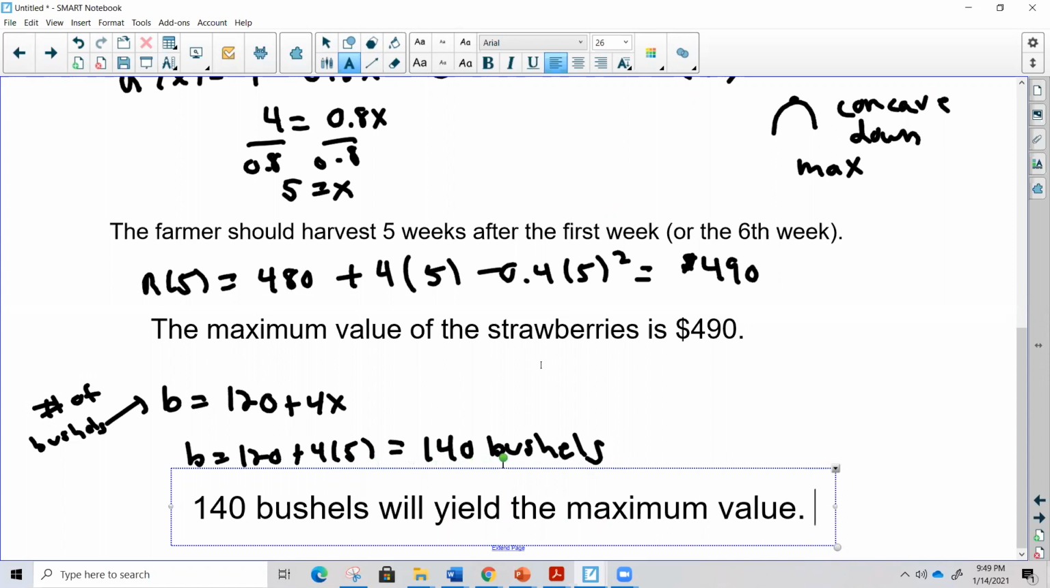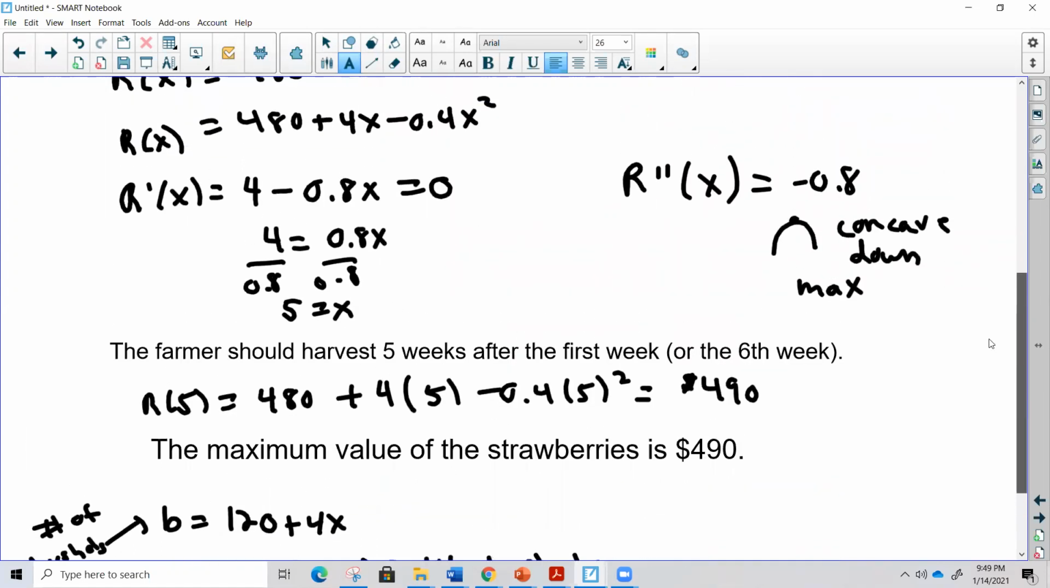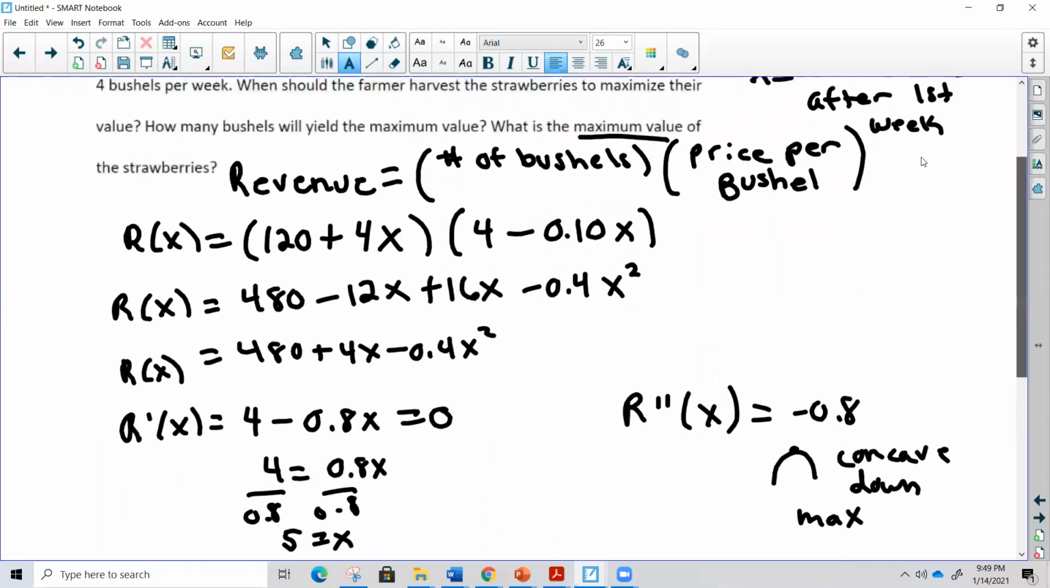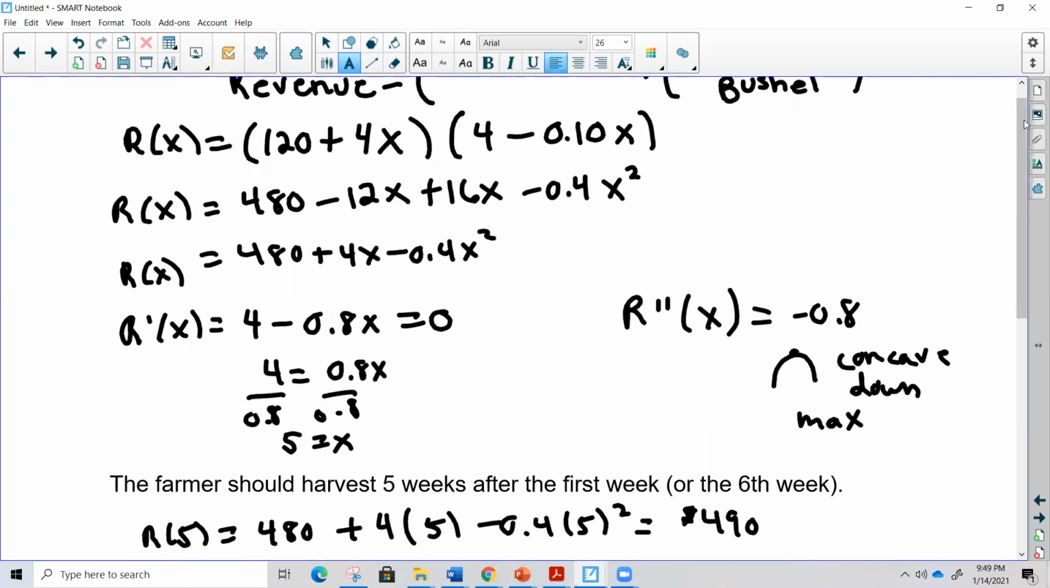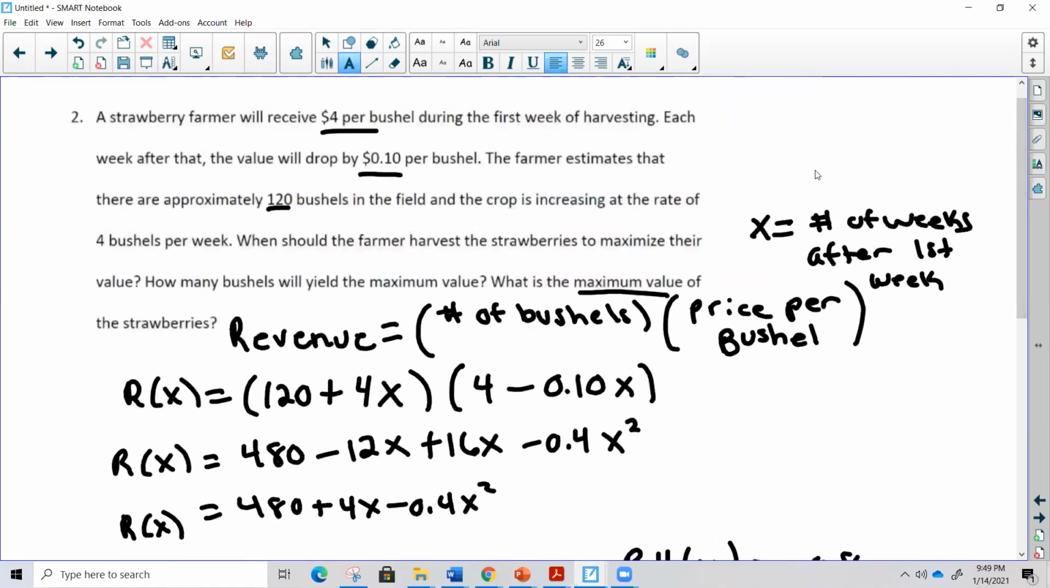And that answers all the questions that they asked. So we found the maximum price of the strawberries, the number of bushels, and then also how many weeks after the first week. So those are two different optimization problems and kind of the two different ways you set them up. And in a few other videos, I'll do a few more examples.